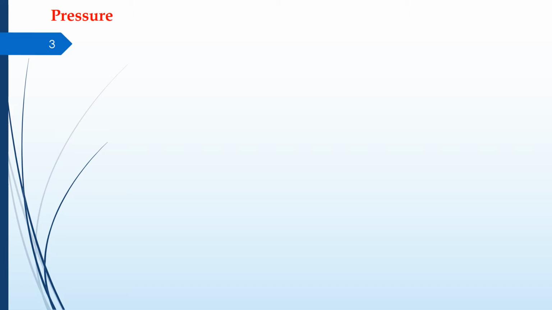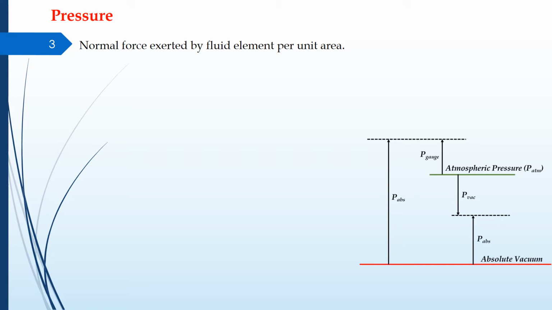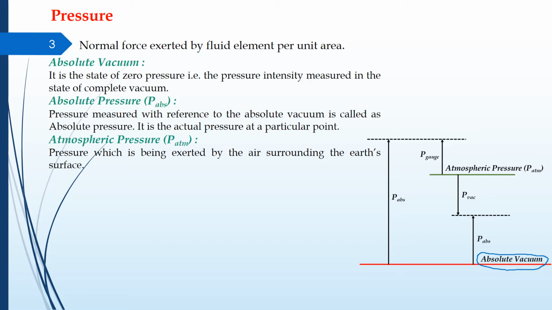First of all, the definition of pressure. Certainly, you know that pressure is basically a normal force exerted by the fluid element per unit area. If we take into consideration the scale of pressure, this red line is known as absolute vacuum. The absolute vacuum is the state of zero pressure, which means the pressure intensity measured at complete vacuum. So at that point the pressure will be zero.